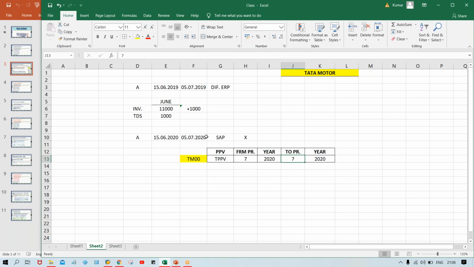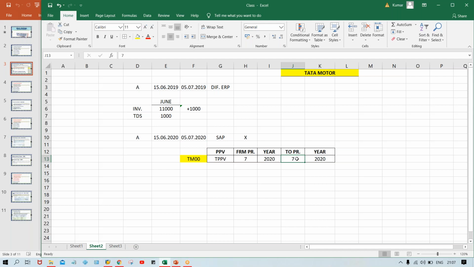Even though we are in July, suppose he is trying to post a transaction which belongs to the previous month, the 6th period. The system will find out whether the 6th period is open or not. But here there is no 6th period, only the 7th period is open. So the system will deny posting the transaction. It is going to throw an error message that it is not possible to post the transaction since the period is not open.